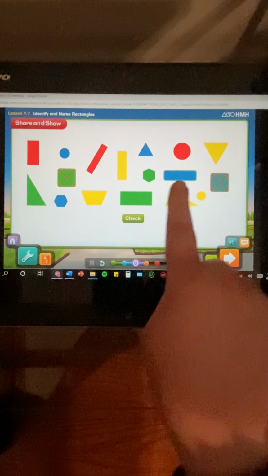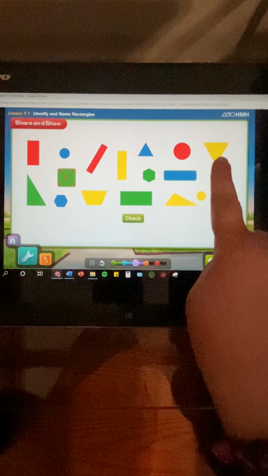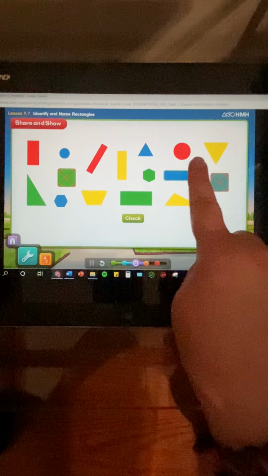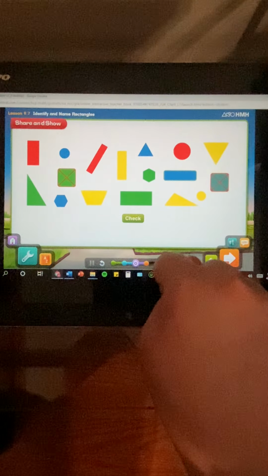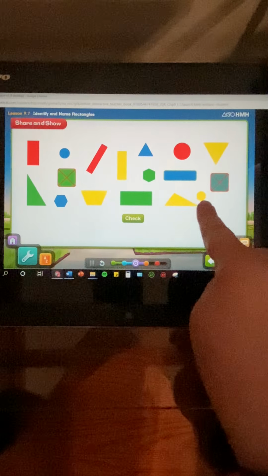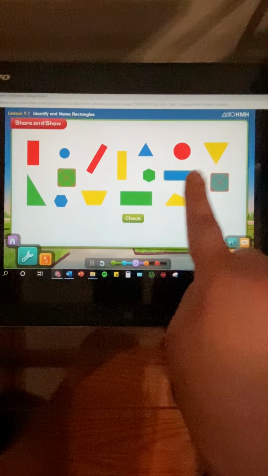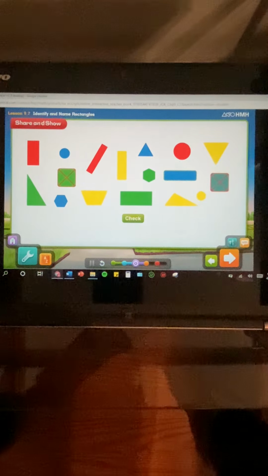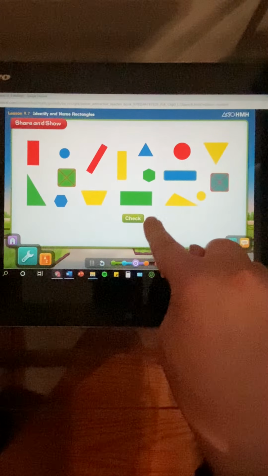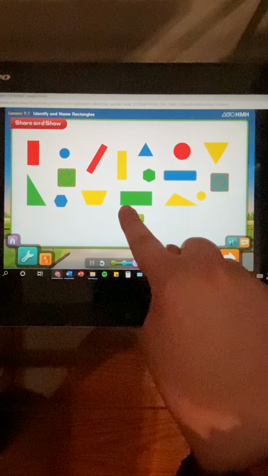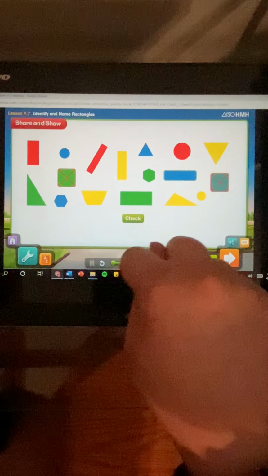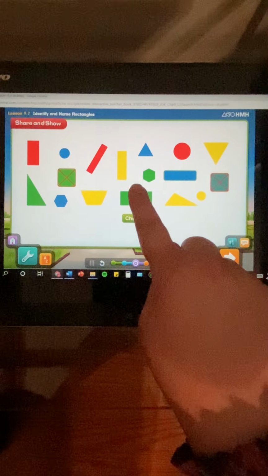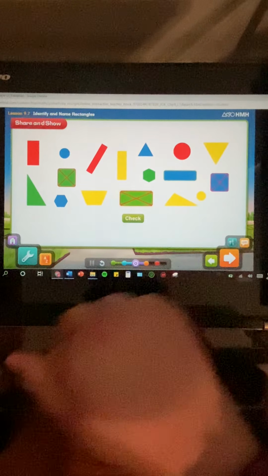We have that one that we already found. Let's look. What about that one? Is that a rectangle? Or that, or that, or that? I don't think they are rectangles. These 2 are circles, and those 2 are triangles. Let's keep looking. What about this one? What do you think? I see 4 sides and 4 vertices. So I think that's a rectangle.